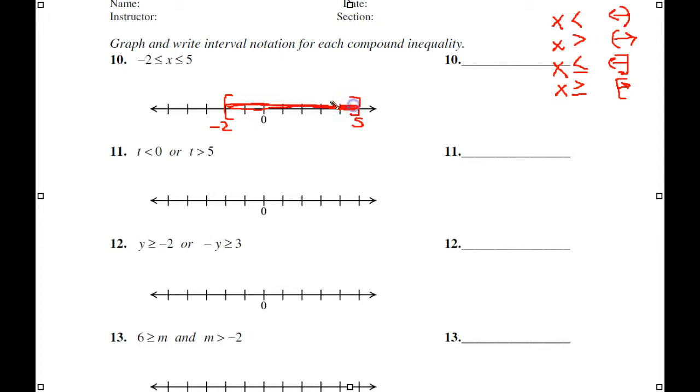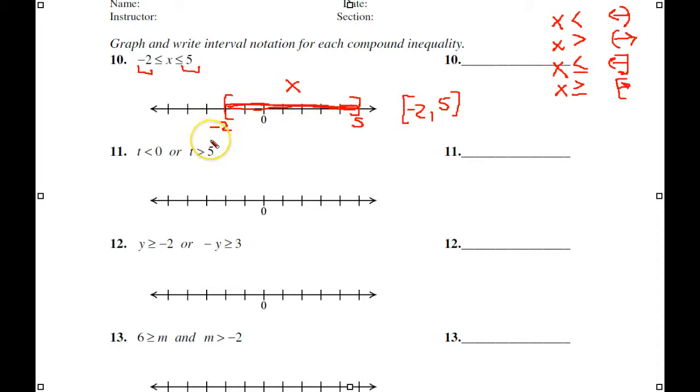So what does this mean? Well, these are the values of x. And since we have a bracket here, the number negative 2 is included in the set, as is positive 5. Now, to write this in interval notation, we take it right from the graph. It's negative 2, comma, and it goes up to 5, bracket.